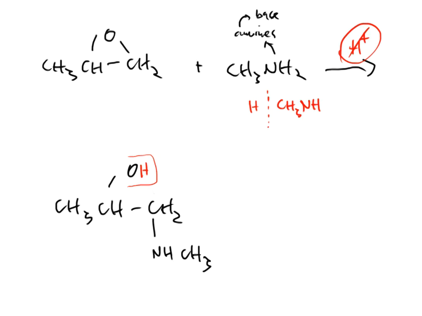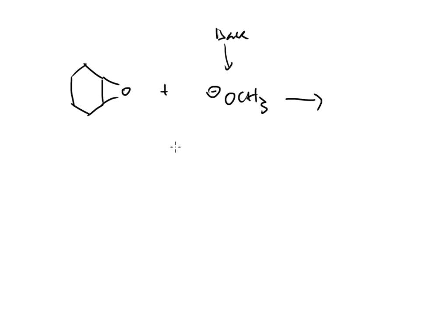All right, let's look at another one. Here, let's do a ring. We've not done one with a ring, really, right? So here is an epoxide on a ring, and let's bring in O-CH3, and we want to know what would happen. All right, so here's an epoxide. This is negative, so therefore this is a base.